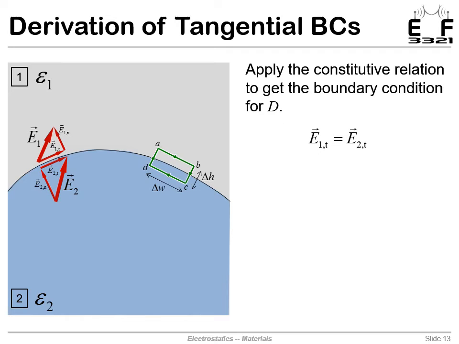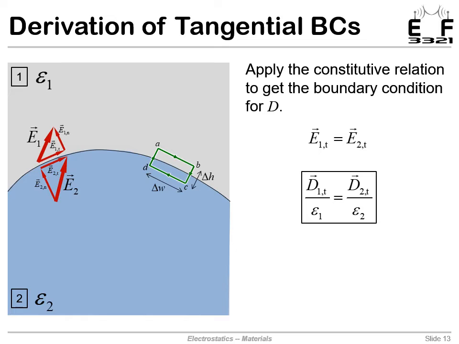So now let's derive a similar boundary condition for the electric flux density. Fortunately, we've done almost all the work. We start with our boundary condition for the electric field intensity, and then we apply the constitutive relation to that. We simply take D over epsilon equals our electric field intensity. So this is our boundary condition for the tangential component of D.